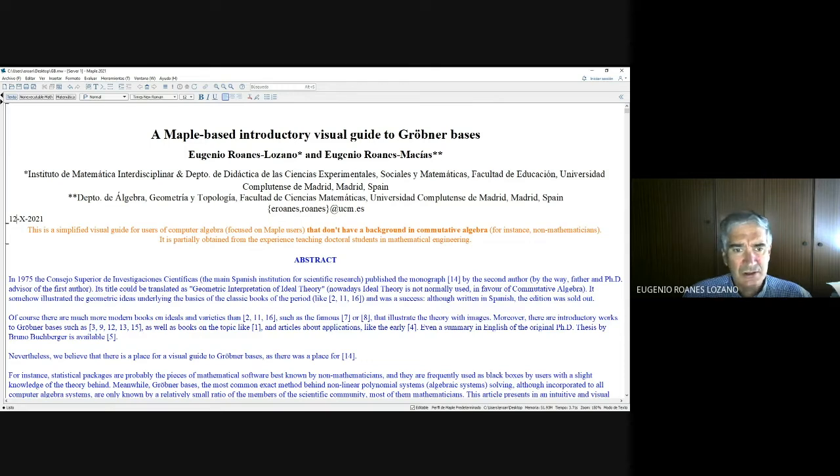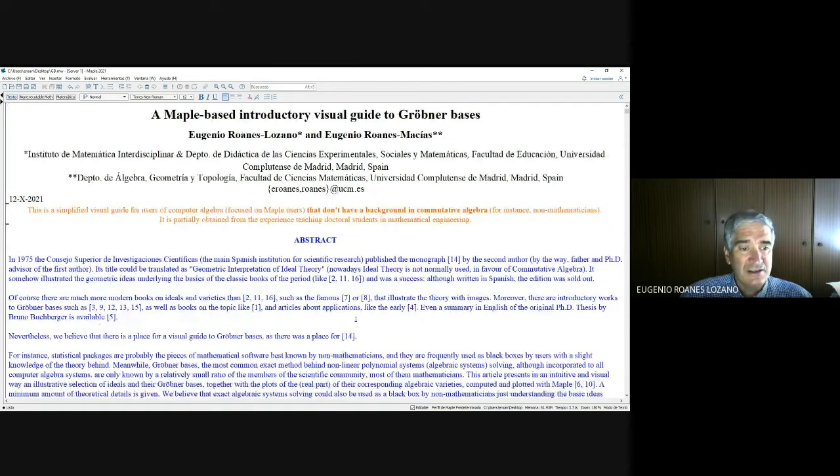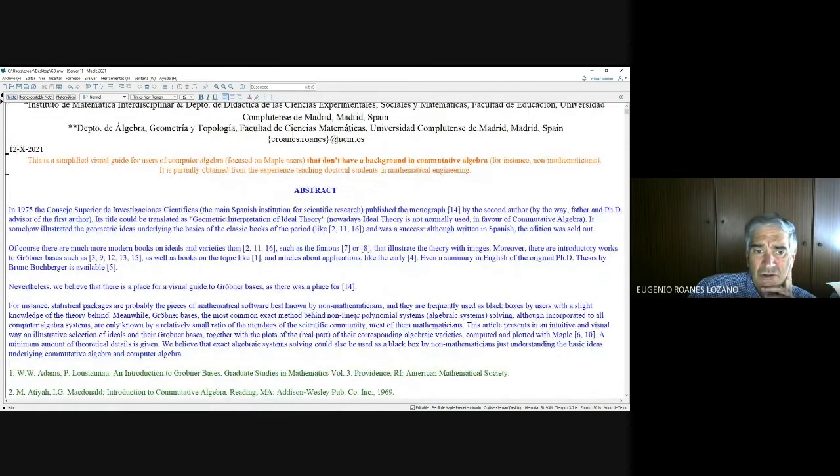There are many books on ideals and algebraic varieties, but we think there's a lack of introductory ideas for Gröbner bases and the interpretation of algebraic systems. Many times the users of some mathematical software are not really involved in all the details of the theory in the background, but just use it and have a light idea of the background of the theory.